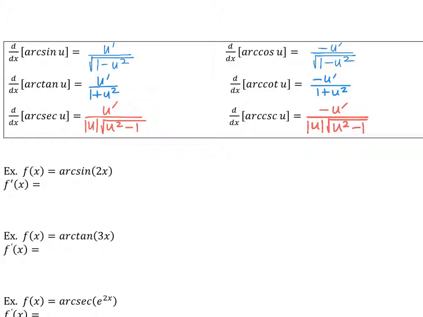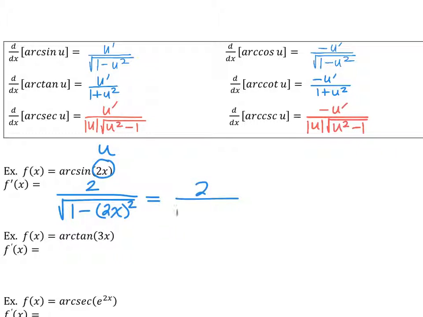You just got to identify the u. Arc sine of u, arc sine of 2x. Ergo, 2x and u are the same thing. All right, so this is my u. So I'm just going to write a derivative that fits that idea. U prime, 2, over the square root of 1 minus the u value, which is 2x squared. So 2 over the square root of 1 minus 4x squared.